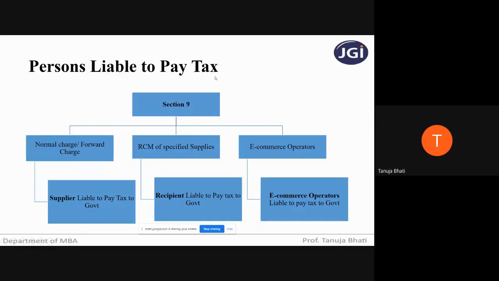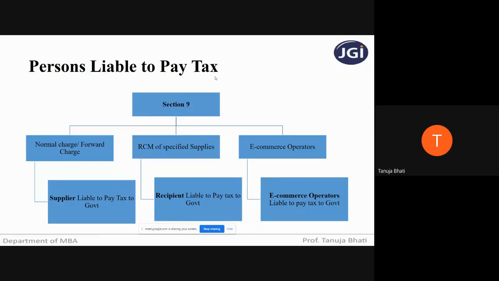Okay. So why I specifically gave the previous slide was because of persons liable to pay tax. Who are the persons liable to pay tax to the government? There are three types of persons that are liable to pay tax to the government. One is the supplier. If the supplier is liable to pay tax to the government, it becomes the forward charge. One is the recipient, and if the recipient is liable to pay tax to the government, it comes out as reverse charge mechanism. And one is the e-commerce operator. So the three persons liable are the supplier, the recipient, and the e-commerce operator.